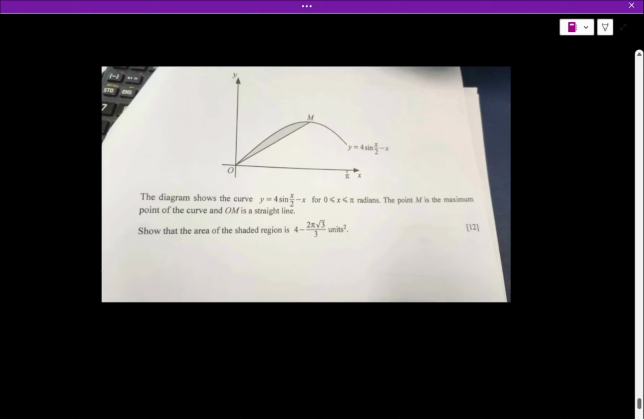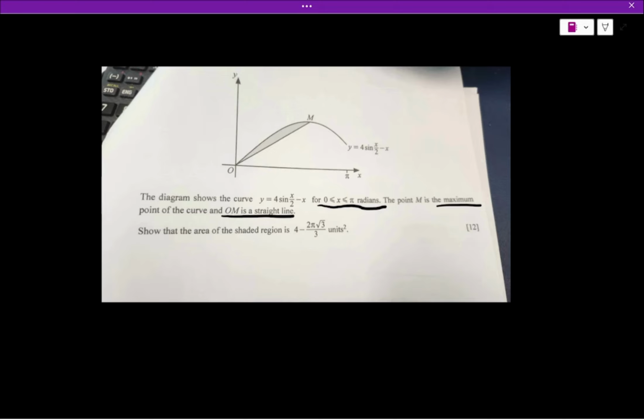So the first thing to do is to just read the question. It says that we have this curve, from 0 to pi radians, like that. Point M is a maximum point, and OM is a straight line. This will be pretty important later. So we want to show that the area of this region right here is this weird looking number.